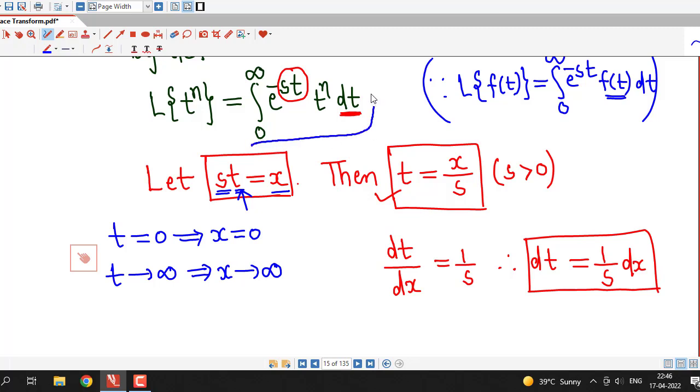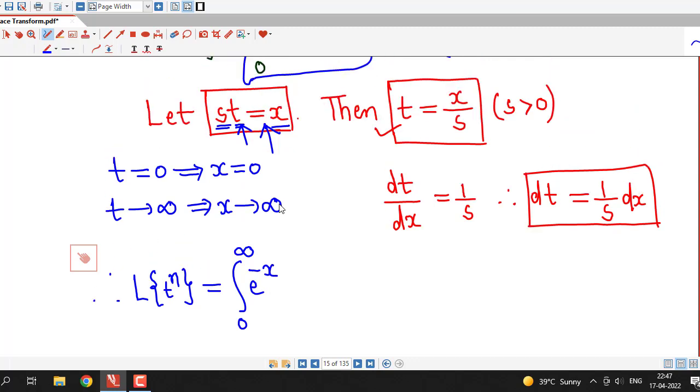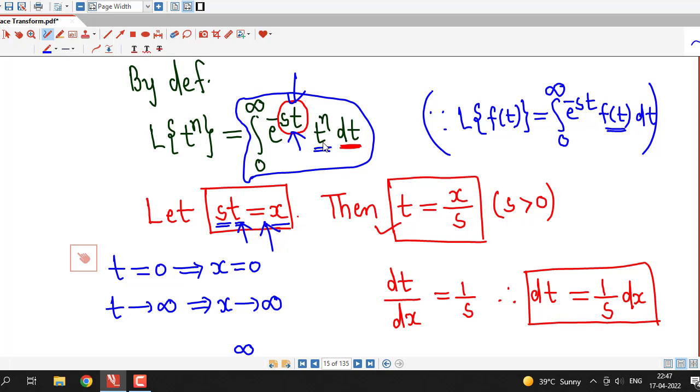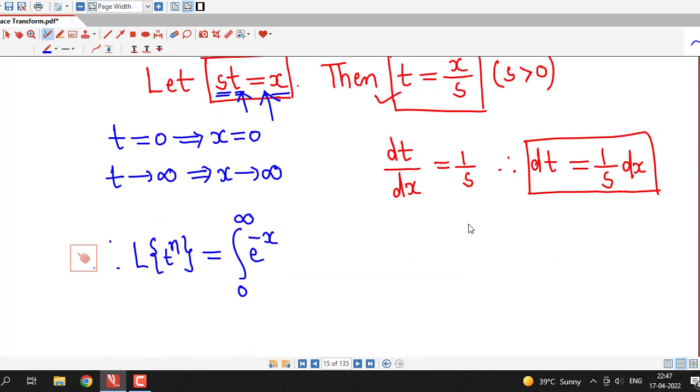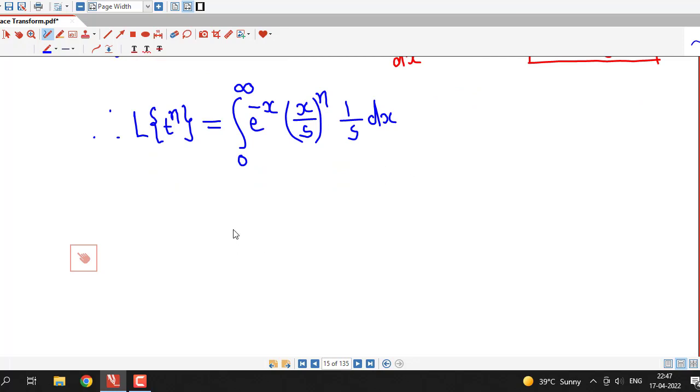So now everything is in terms of x, therefore our right hand side will be converted in terms of new variable x. Limits of x are from 0 to infinity. We will replace s into t by x, t will be replaced by x by s, and dt will be replaced by 1 by s dx. So using all these things, now we write Laplace transform of t raised to n equal to integral from 0 to infinity e raised to minus s into t, that we have taken as x. Instead of t we write x by s. So here we write x divided by s to the power n, and dt is replaced by 1 by s dx. Now we simplify this.